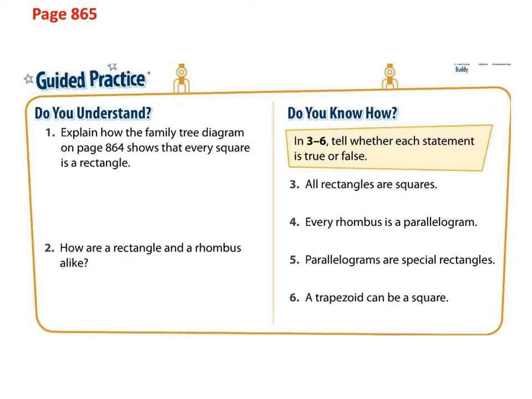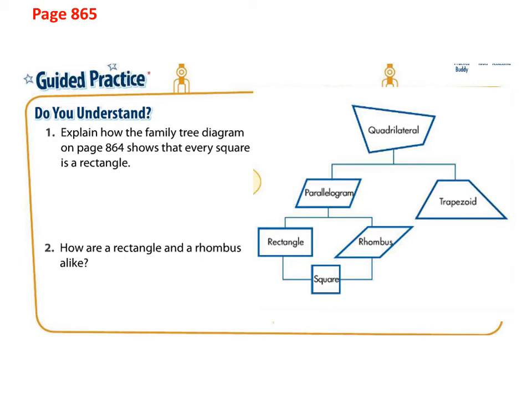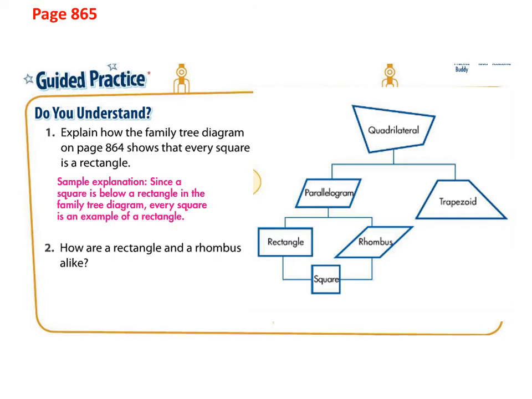Question 1. Explain how the family tree diagram on page 864 shows that every square is a rectangle. This is the family tree on page 864. How does this family tree show that every square is a rectangle? A simple answer. Since a square is below the rectangle in the family tree diagram, every square is an example of a rectangle.